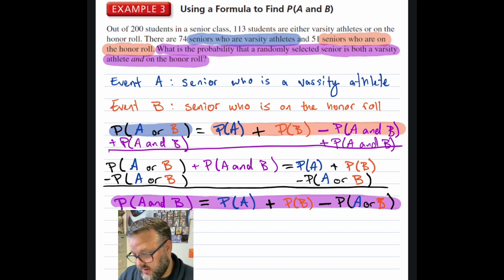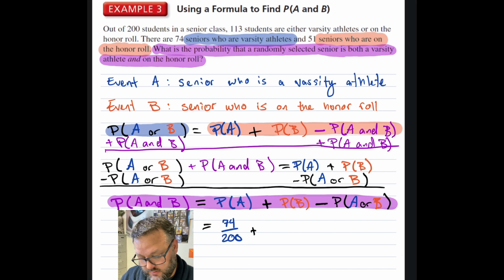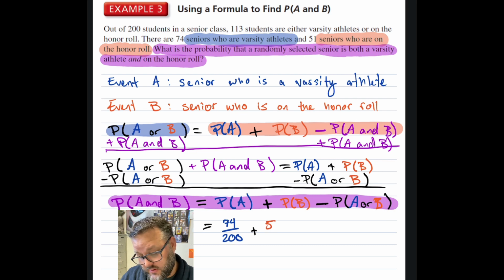The probability of A is, what color was that? Blue. Okay, the probability of A is 74 seniors are varsity athletes. The event A is senior is a varsity athlete, so 74. Now, there were a total of 200 students that were surveyed. And then we had, there we go, we had 51 seniors out of 200 who were on the honor roll.